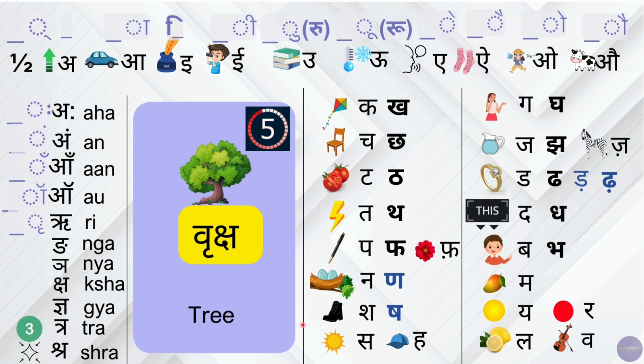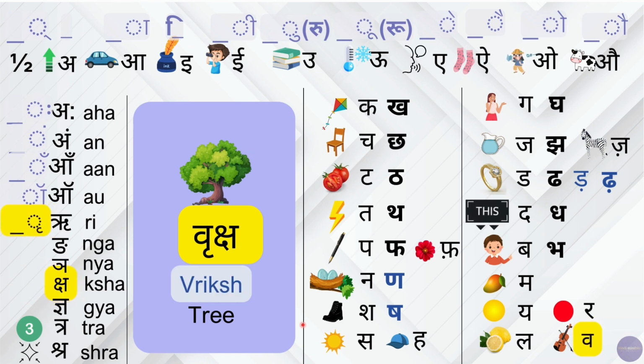This word means tree. Violin, v and ksh. And when we add the add-on symbol re to v, it makes a sound vri. So the word sound is vriksh. Next word.